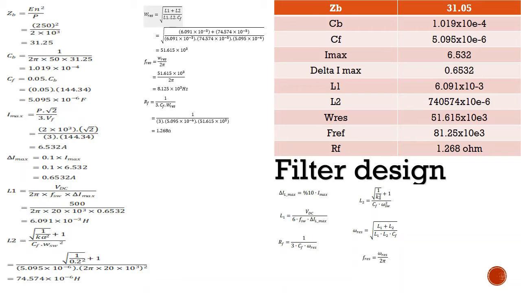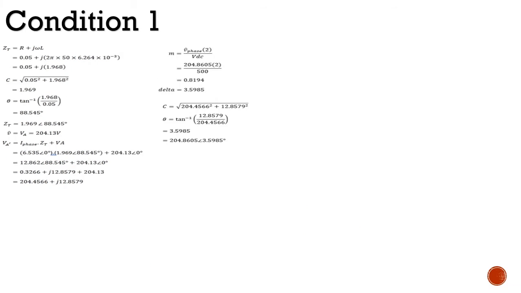For the WRS, we obtain 51.615 kilo. The F reference we obtain as 8.125 kilohertz, and the R reference we obtain 1.2680 ohm. From the calculation for the first condition, we may obtain the total impedance as 0.05 plus j1.968, the magnitude 1.969, the theta is 88.545, and the VA prime we obtain is 204.4566 plus j12.8579.